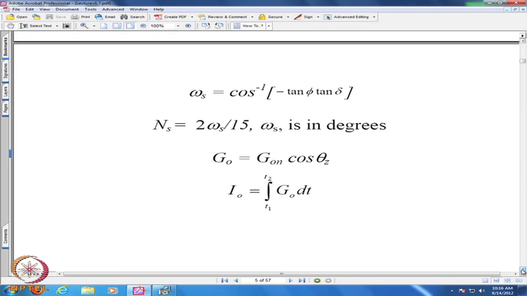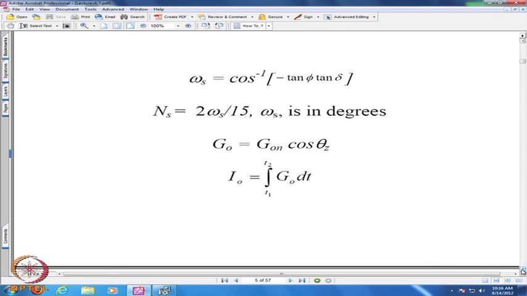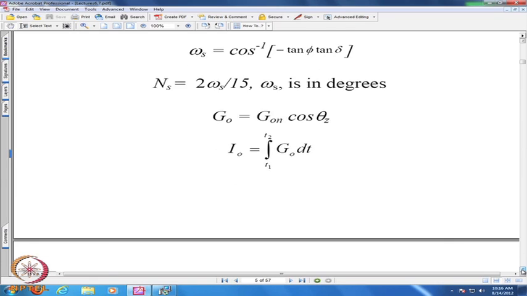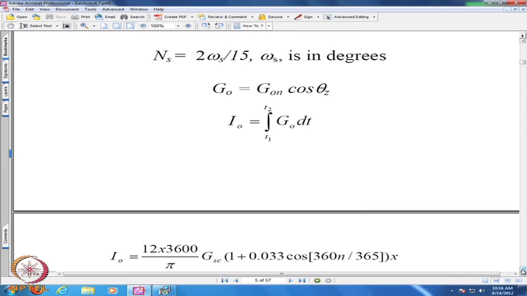Over a period of time between T1 to T2, I 0, generally defined for a period of 1 hour, is obtained by integrating G 0 in the time interval of T1 to T2.